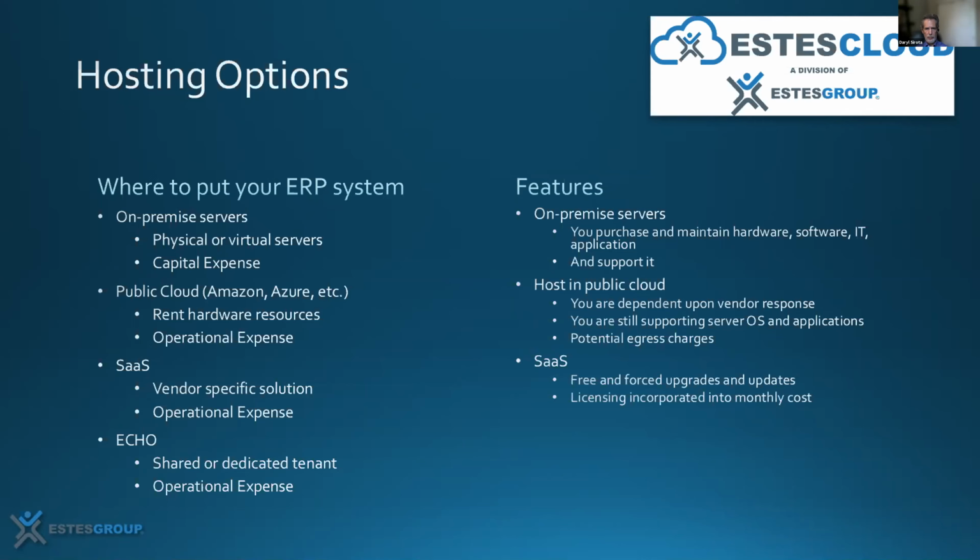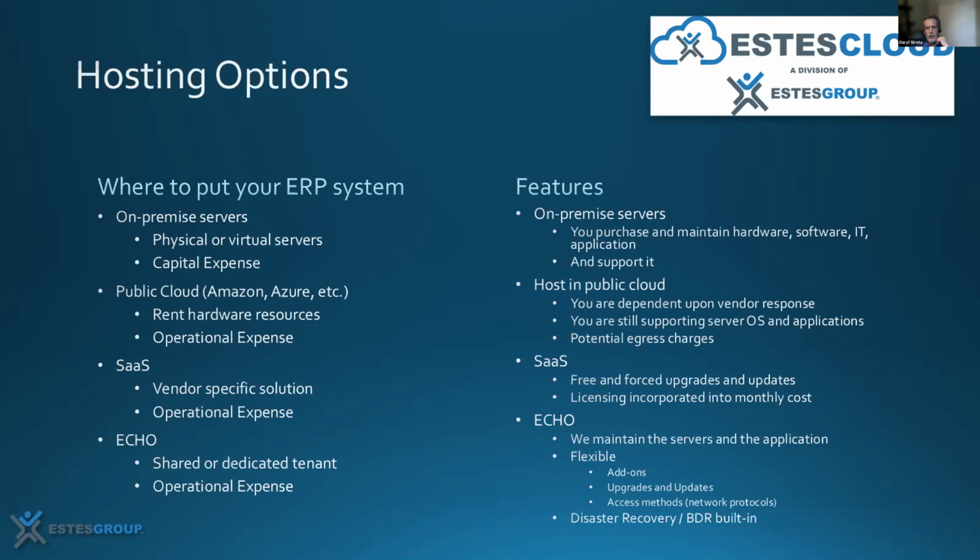So if you currently are running on-prem and you're considering SaaS, you're going to throw away your current licenses and buy them again in the SaaS model. They build it into the monthly cost, but it's there. In the Echo environment, basically what we're doing here in Echo is we're maintaining the servers and the applications for you. Okay, not that we have to.